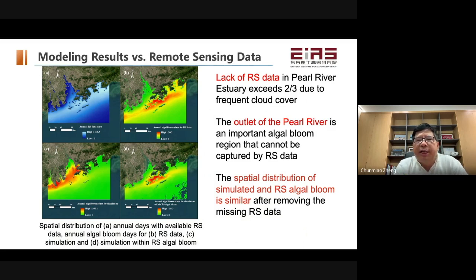And remote sensing cannot do prediction because it just gives you the observation. But the physically based model can predict way into the future. So this is a combination of the two. I think it is a very powerful tool.